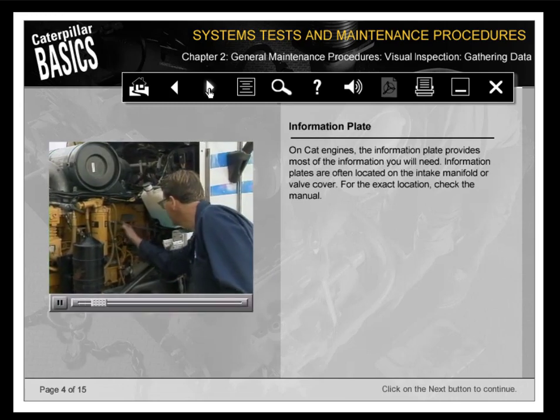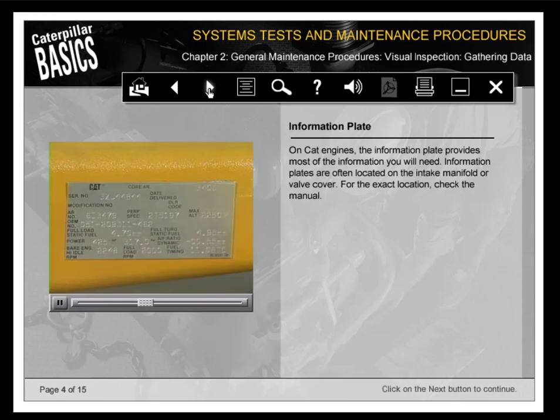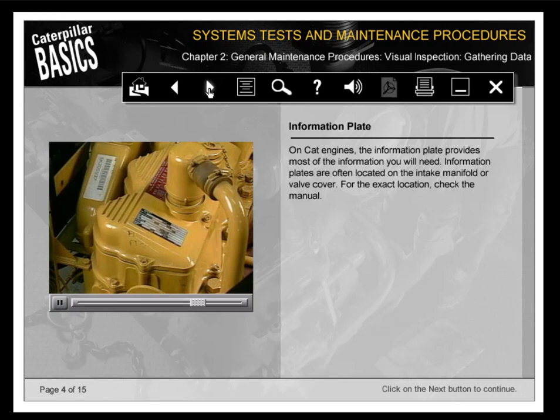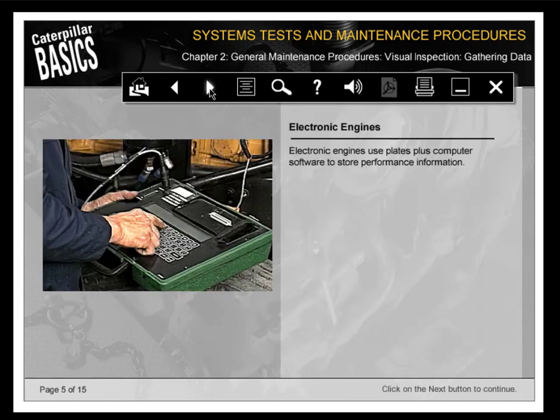On Cat engines, the information plate provides most of the information you will need. Information plates are often located on the intake manifold or valve cover. For the exact location, check the manual. Electronic engines use plates plus computer software to store performance information.